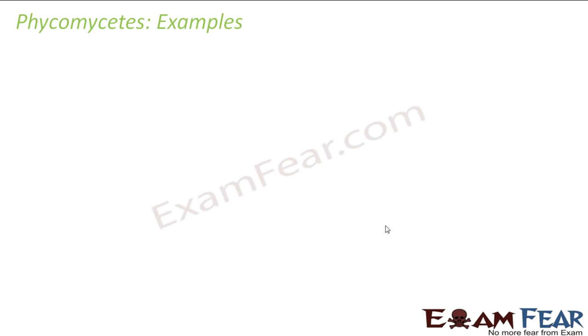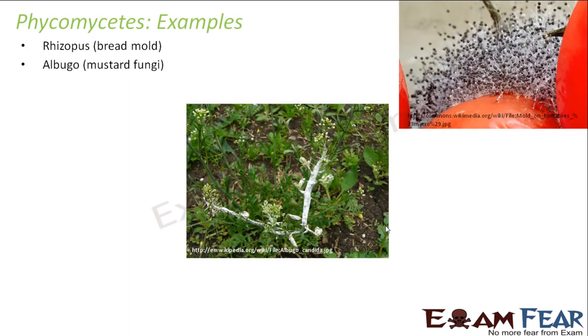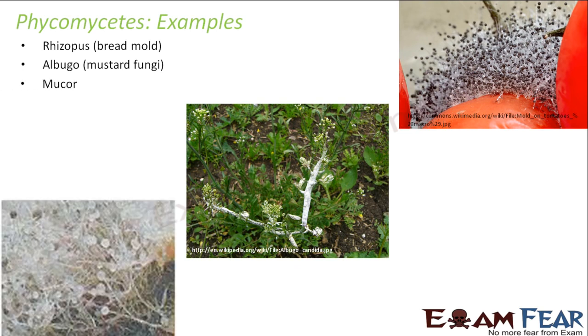Let us look at some examples of Phycomycetes. Rhizopus, that is the bread mold, which is generally seen on bread. Albugo, that is the mustard fungi. Here you can see on the mustard plants some white colored structures. They are the Phycomycetes called Albugo. Mucor. Here again you see the thread-like structures with blobs at their terminals. So these are some of the examples of Phycomycetes.